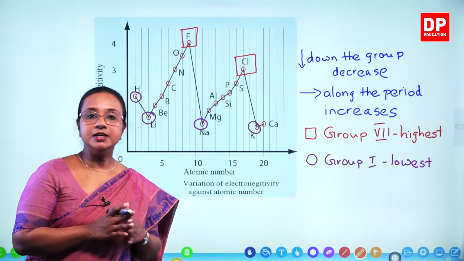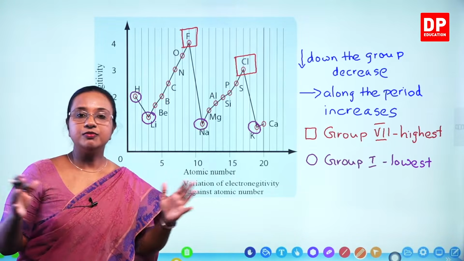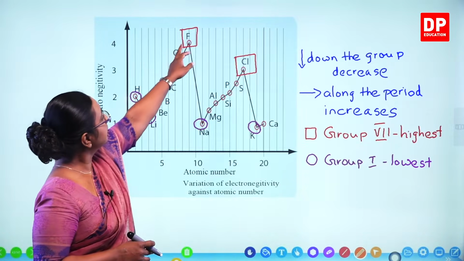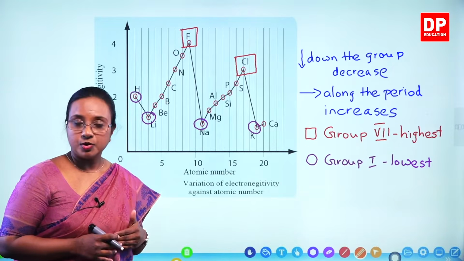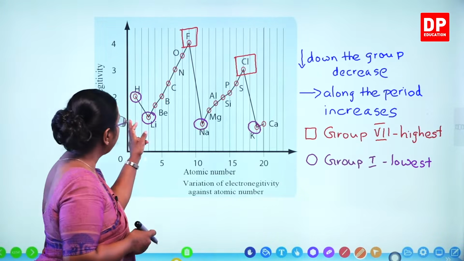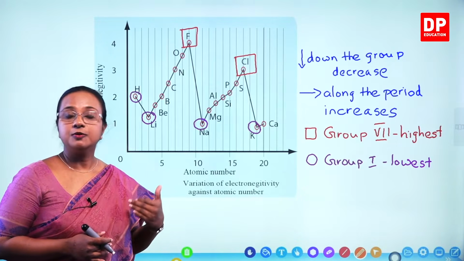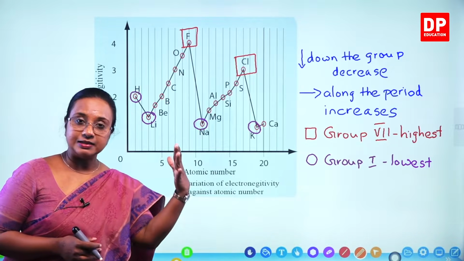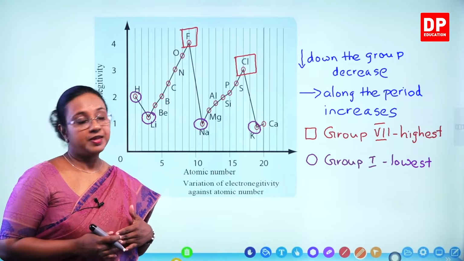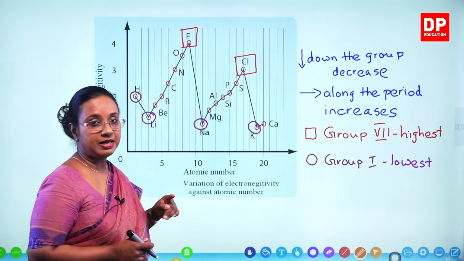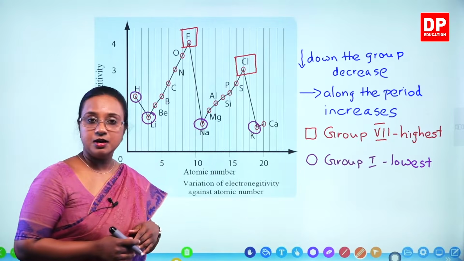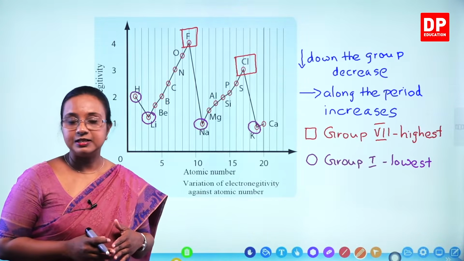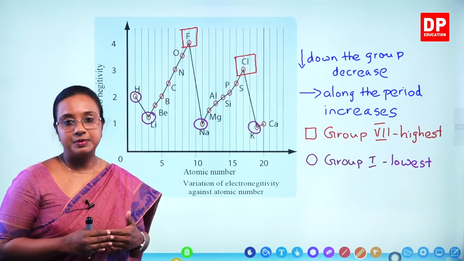So, when you are given a graph, they may not give you the full graph. It will be part of the electronegativity graph. You can look at the topmost points that will correspond to the group 7 elements, and the lowest values will be for the group 1 elements. In between, the electronegativity will increase in an order. And if there is a steep drop, that means it goes from one period to another period. So this is how electronegativity changes in a period.